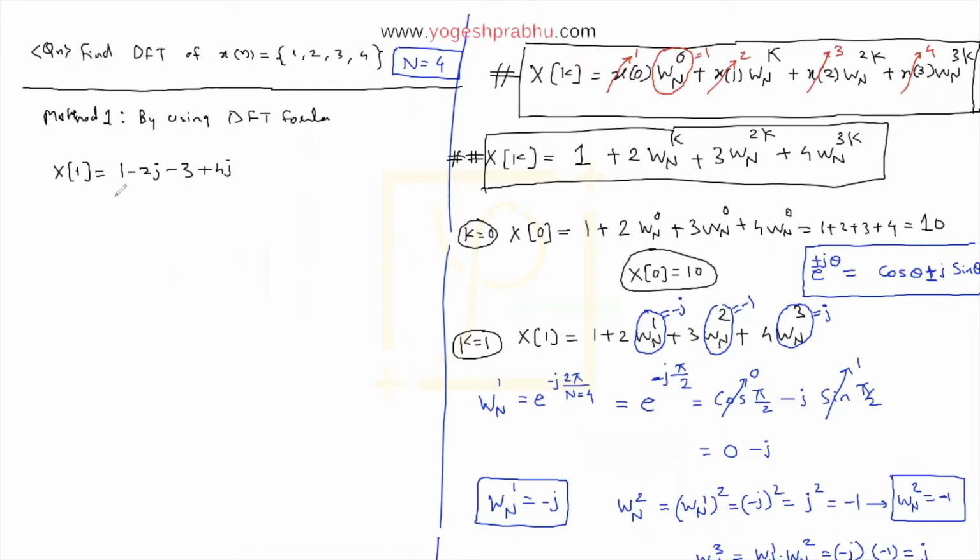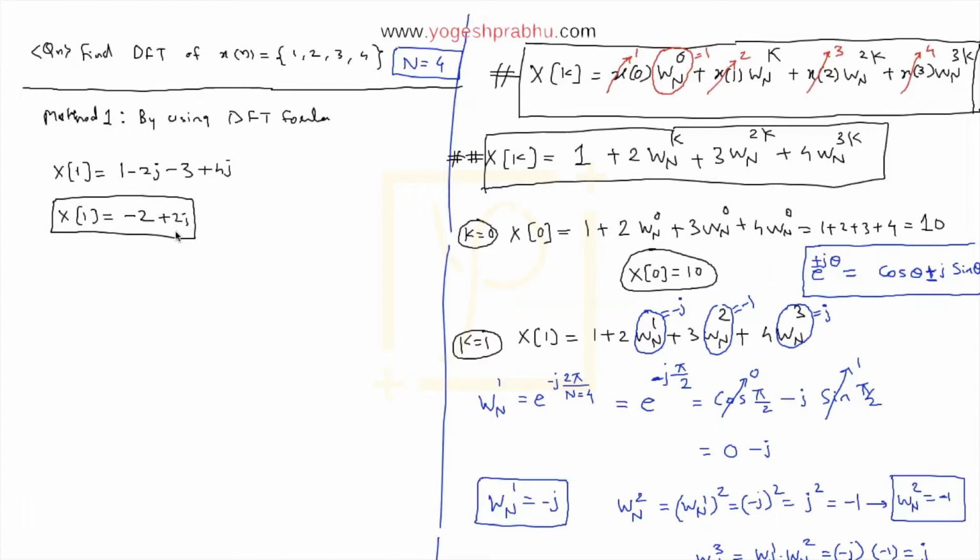Okay, so let us write x of 1 properly. We can add real values with the real one. So 1 minus 3 gives me minus 2, and minus 2j and plus 4j gives me 2j, isn't it? So that's the value of x of 1. So I found out the second value. First one was x of 0, and the next value is x of 1, and x of 1 is going to be minus 2 plus 2j.